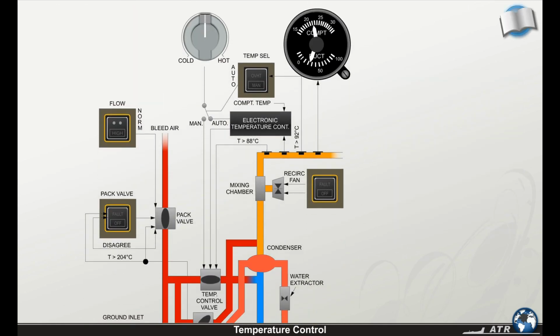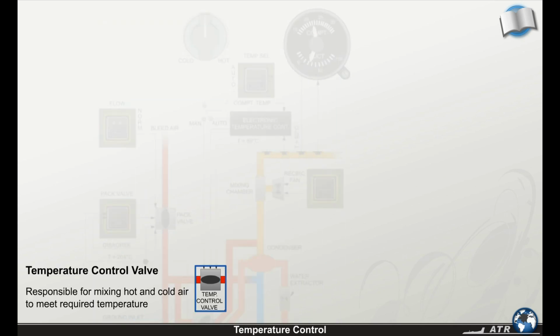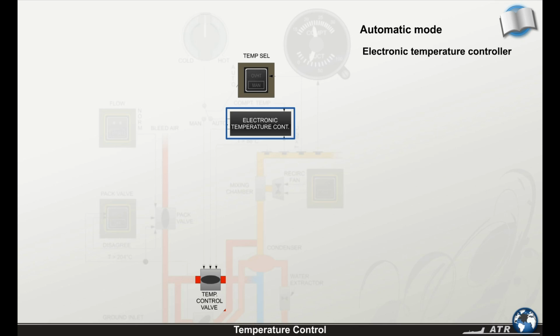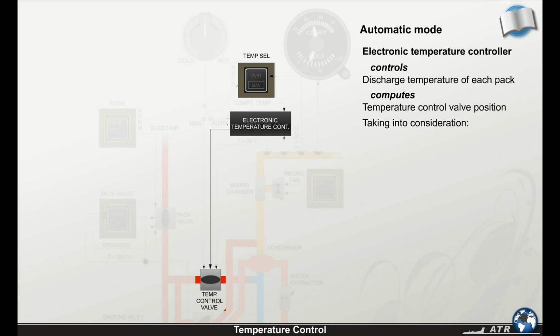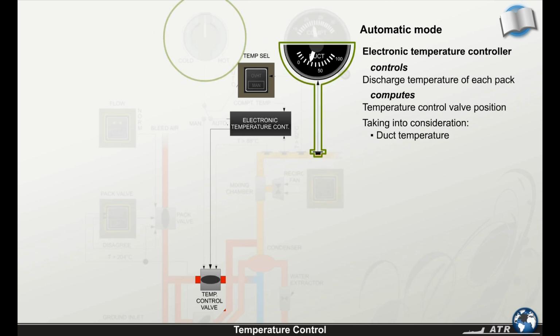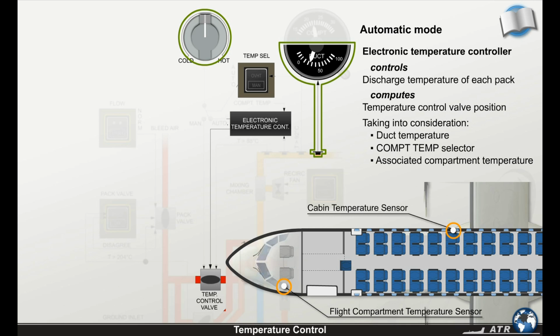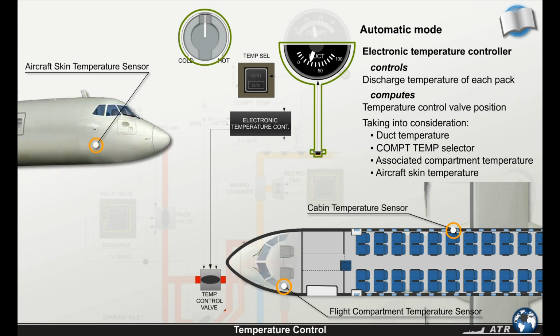The temperature control system regulates and limits the temperature of the air that's discharged. The temperature control valve is responsible for mixing hot and cold air to meet the actual required temperature. In automatic mode, an electronic temperature controller controls the discharge temperature of each pack. This controller computes the temperature control valve position, taking the following into consideration: the duct temperature, the compartment temperature selector, the associated compartment temperature, and the aircraft skin temperature.